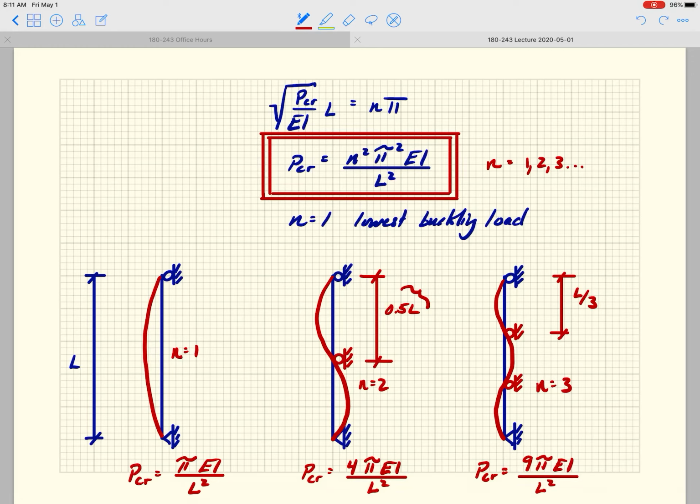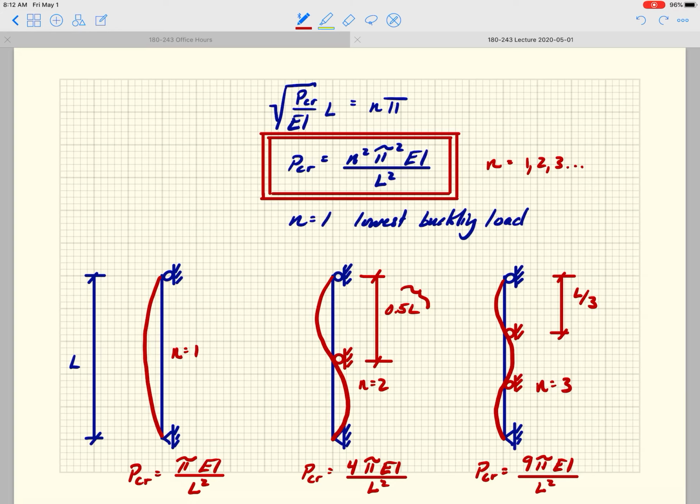So whether or not you decide to look at the different buckling modes, n equals 1, 2, 3, understanding that n is the number of half sine waves that will occur, or you're going to simply refer to it as the first buckling mode, and then the question is just, what length do I want to use? What length will that half sine wave occur over, okay?